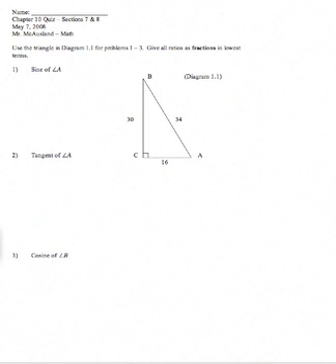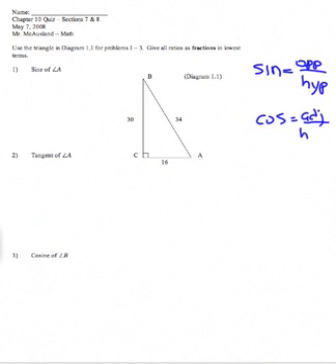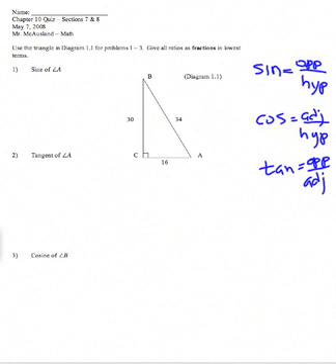First question asks for the sine of A, and before I would do anything, even tackling any of these, I would write on the side here, sine equals opposite over hypotenuse, cosine equals adjacent over hypotenuse, and tangent equals opposite over adjacent. So, SOH CAH TOA. Okay, so now we are asked for sine of angle A.